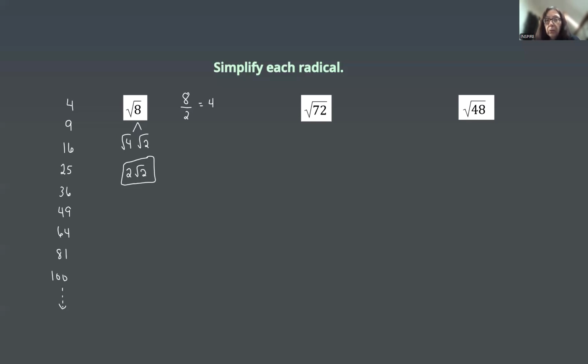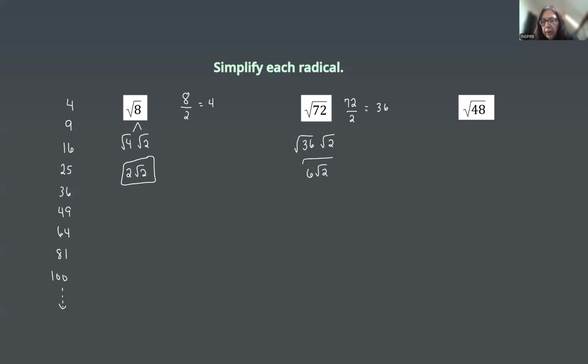Let's take a look at the next one, 72. Is 72 on our list of perfect squares? No. So the next thing you want to do is take 72 and divide it by 2, and you get 36. Is 36 on our list? Yes, it is. So we can say the square root of 36 times the square root of 2 is the square root of 72. And the square root of 36 is 6. So 6 square root of 2 is your answer.